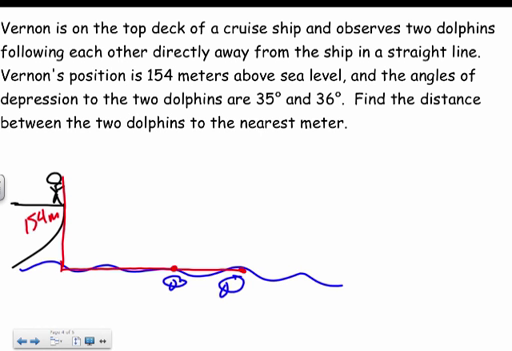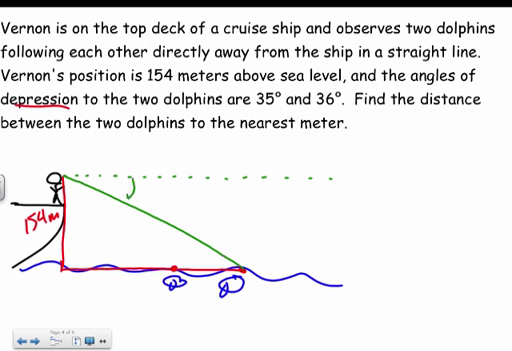It says angles of depression of the two dolphins are 35 and 36 degrees. Remember, angle of depression is based off the horizontal. So I always like to draw my little dashed horizontal in so I can kind of see. Here's my horizontal from his line of sight. So we're thinking that we got one going to this dolphin.